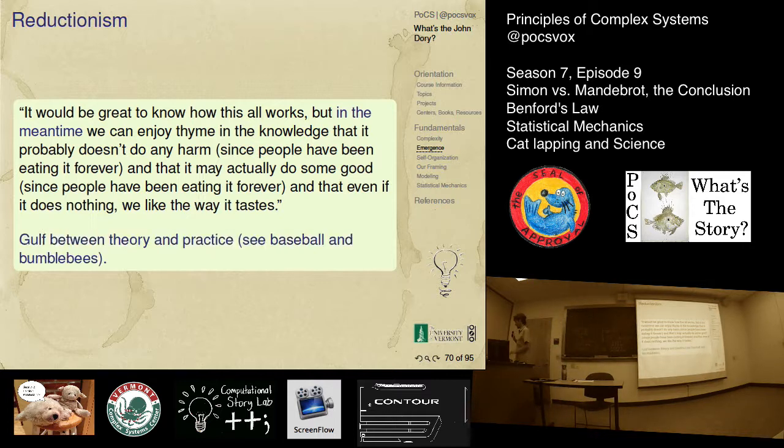So, all right. Again, this is a great science where there's a massive gulf between theory and practice. So the baseball and bumblebees one is fluid mechanics, right?